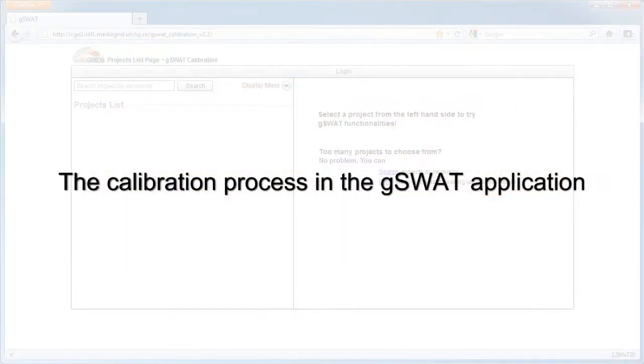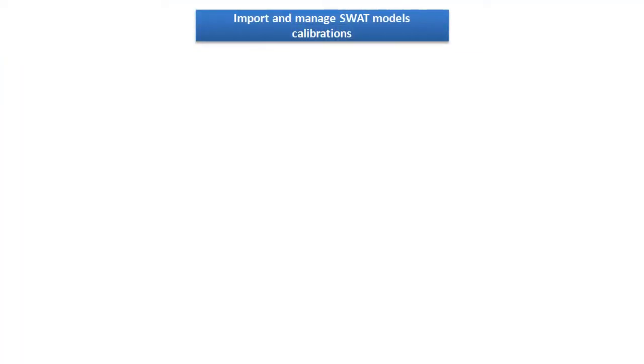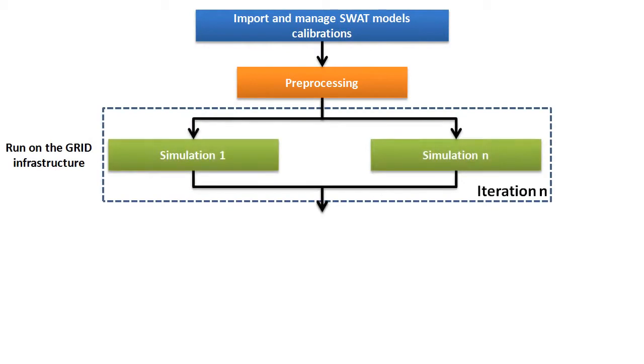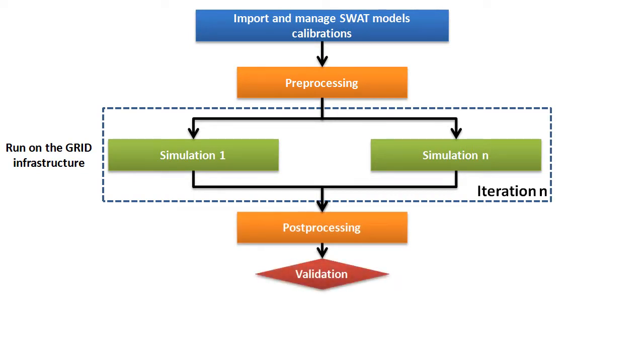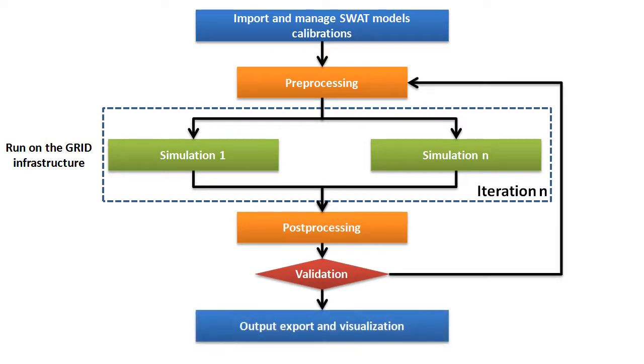The SWAT hydrological model calibration steps are the following. Import and manage SWAT models calibrations. Pre-process the data. Run the iterations on the grid infrastructure. Post-process the calibration results. Validate the output data. Visualize the output results.